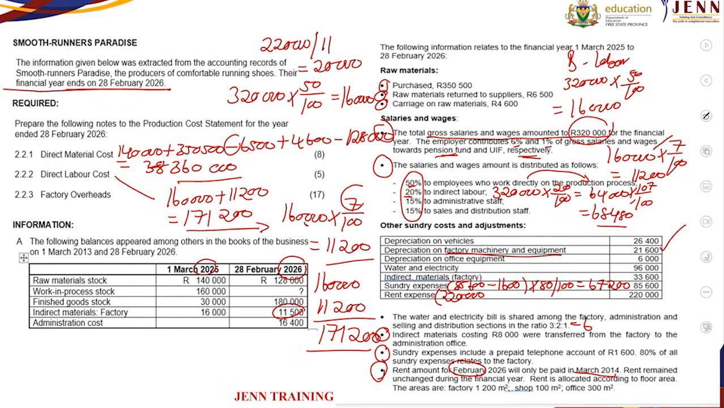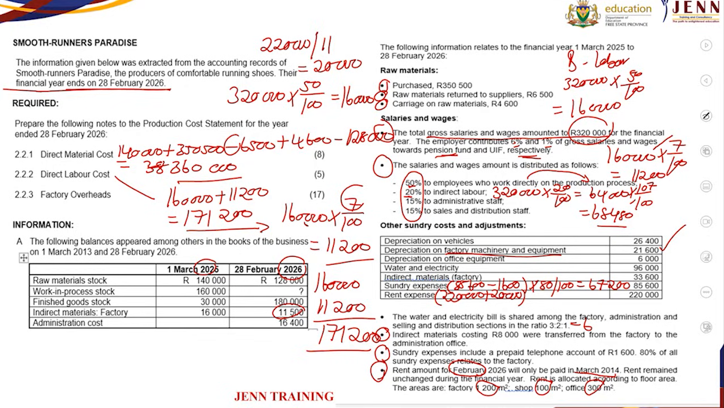Now, what do you do when you go to the rent? You say plus 20,000. Now our rent is equal to 12 months. Now, what do we do? We need to allocate. The rent is allocated according to the floor area. The areas are factory 1.2, and then the shop 100. When you add them together it is 1.3, and then the office is 300. When you add that 300, it becomes 1.6.